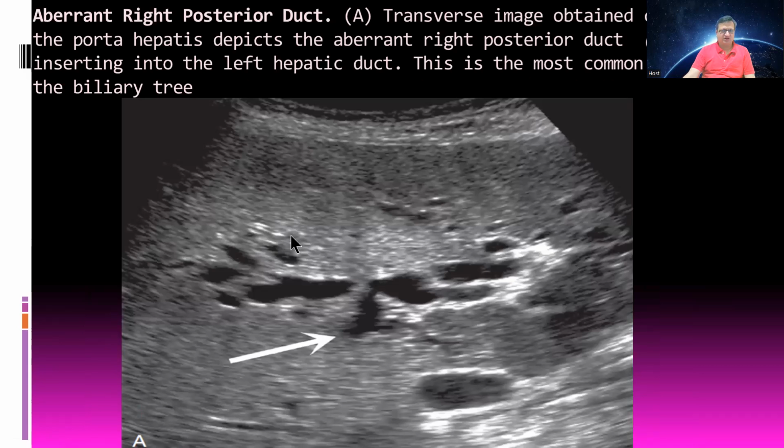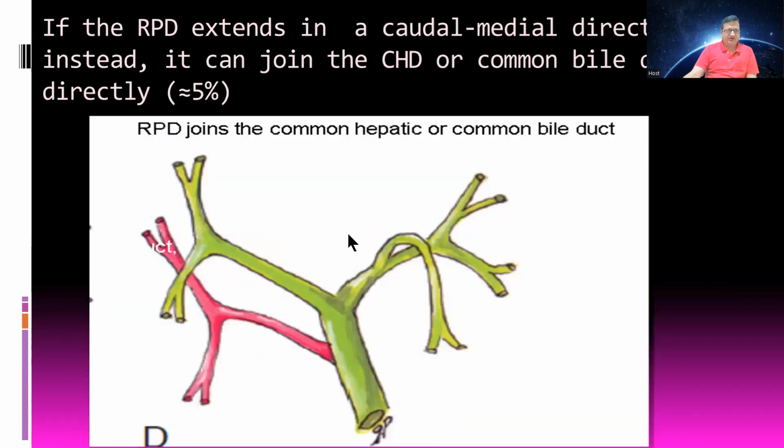This is the aberrant right posterior duct, where this transverse image shows the right posterior duct entering into the left hepatic duct. This is the most common anomaly of the biliary tree. Then if the RPD extends in a caudal medial direction, it can join the common hepatic duct or common bile duct. This is seen in 5% of cases.